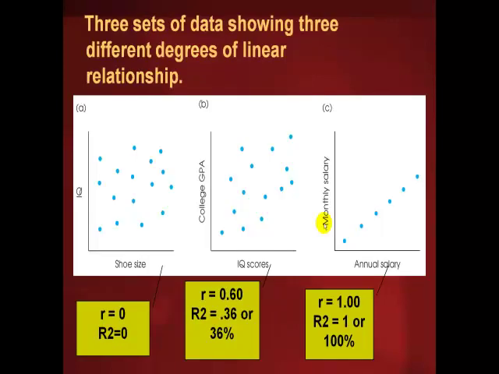Here's some examples. As you can see, R is 0, so obviously the R squared will be 0, because 0 times 0 is 0. Look at the second one. R is 0.6. So if you take 0.6 and square it, it yields 0.36, and that is interpreted as 36% of the change in the one is explained by the change in the other. So IQ scores explain 36% of the college GPA. Whereas in the last one, annual salary and monthly salary, clearly there's going to be a very strong relationship, as we can see there.